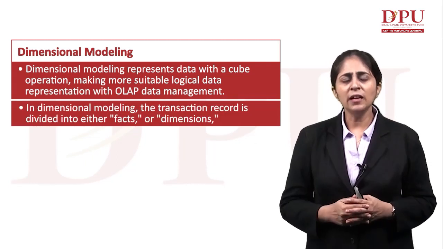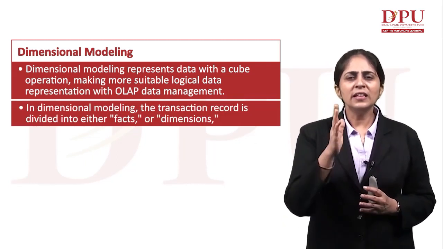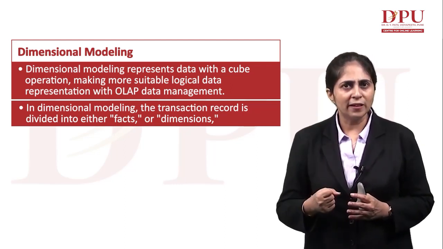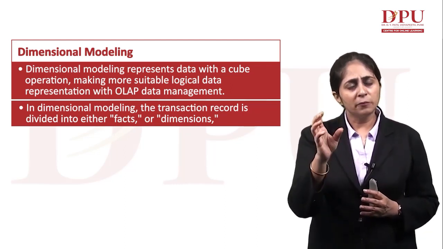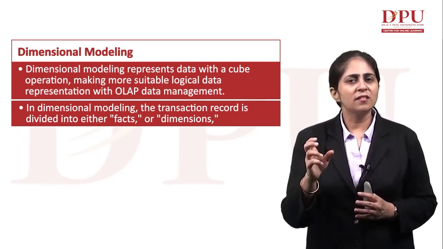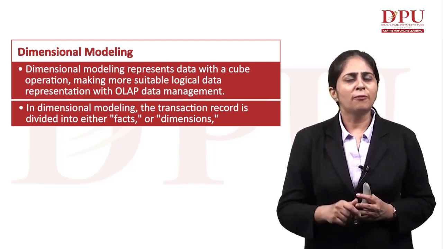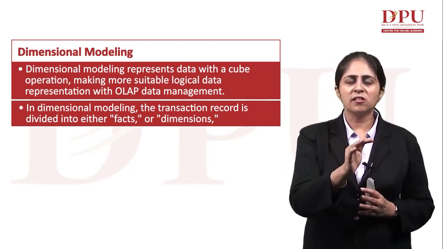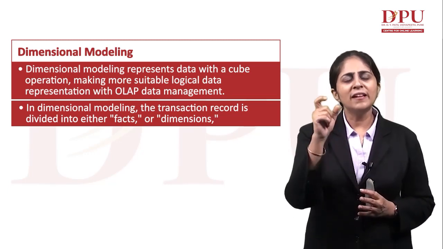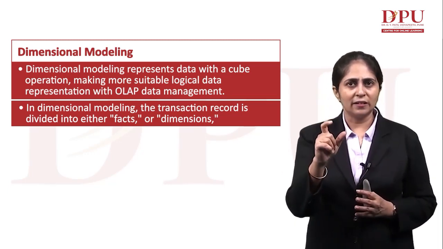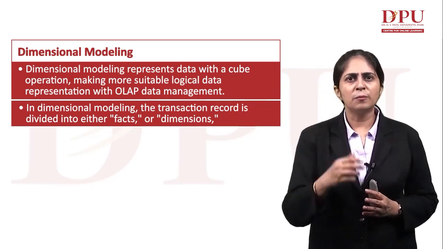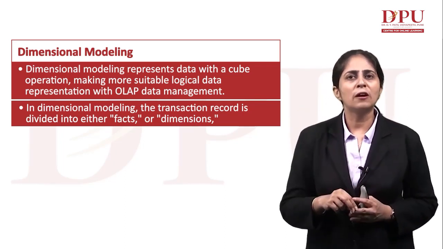In dimensional modeling, the transaction records are divided into either facts, which are frequently numerical transaction data. Facts, like we have seen, are the numerical data, such as 350 bread pieces having been sold. That is a form of fact. Or dimensions, which are the reference information that gives context to the fact.